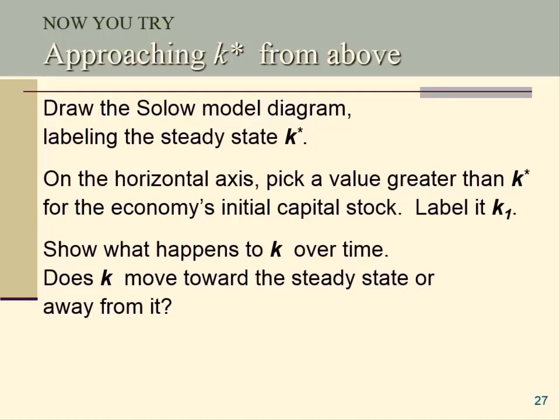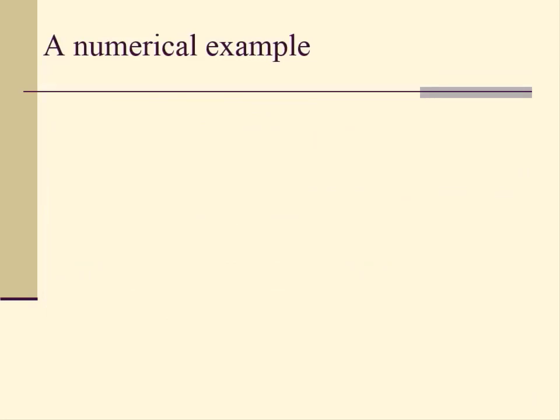And second, on the horizontal axis, pick a value greater than K star and label it K sub 1 as the economy's initial capital stock. Then, show what happens to capital stock per worker over time. And you'll figure out whether it moves toward the steady state or away from it. So why don't you try to do that on a piece of paper, and I'll try to show it during our live Zoom session. Now let's look at a numerical example.